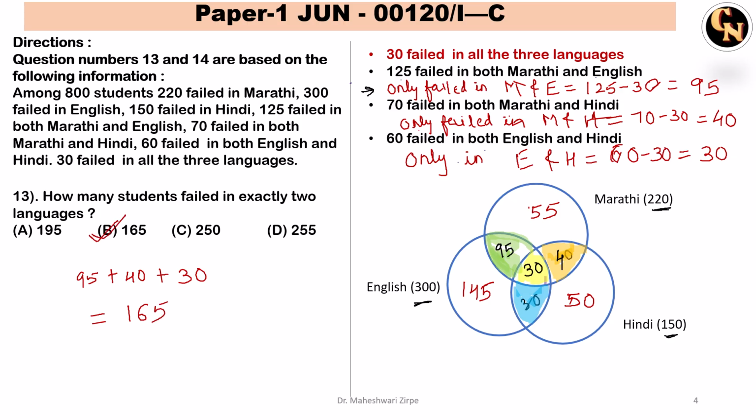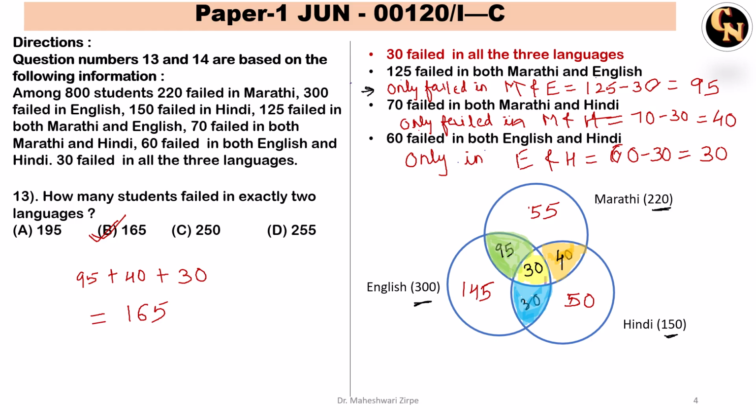Option B is your correct option for the number of students exactly failed in 2 subjects. So simply what you had to do, you had to just add the number of students who have failed in 2 subjects, which we have highlighted with green, orange and blue color. Correct? So you have to just add these numbers together to find out the number of students exactly failed in 2 subjects.